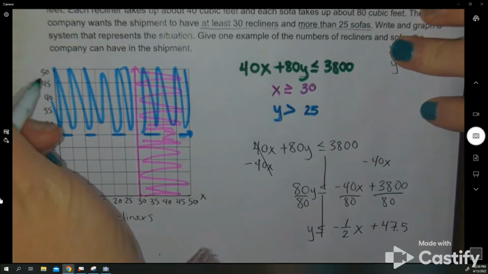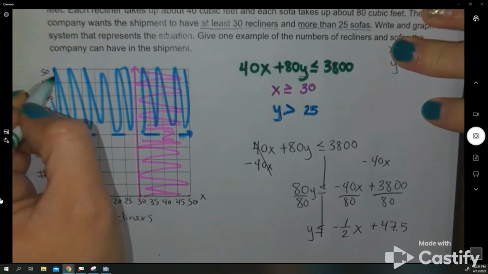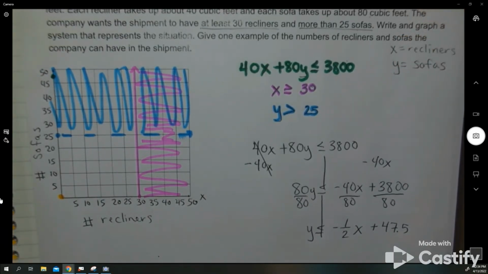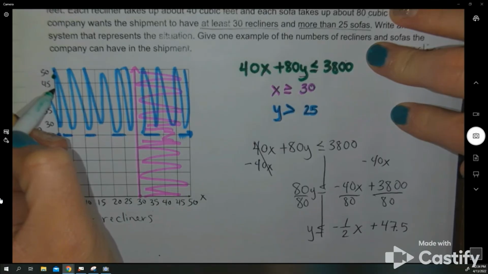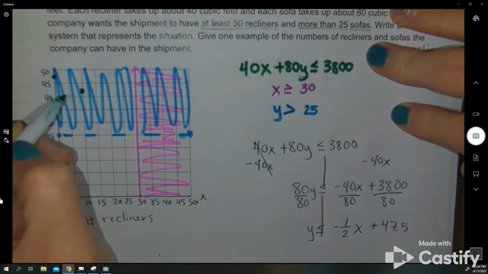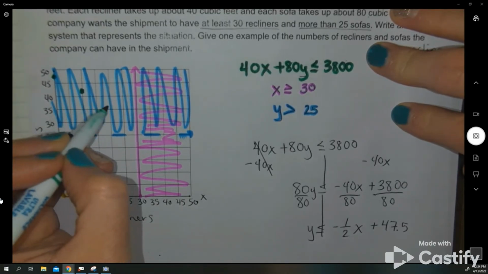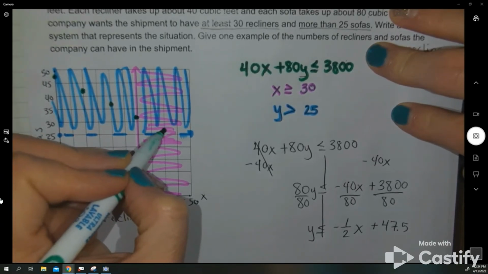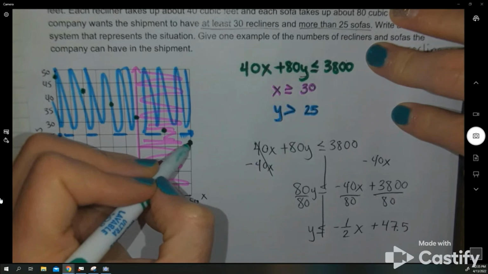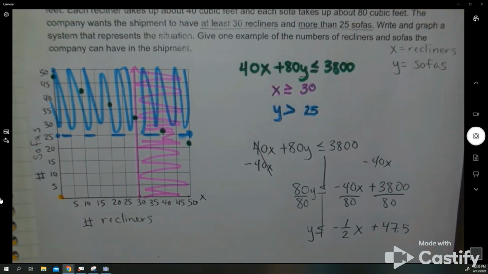And if you notice, since we counted by 5s, halfway between 45 and 50 is 47.5. And then we're going down 1 and over 2. Or since we counted by 5s, we're going down 5 and over 10. So 5, 10, put a dot. So down 5 over 10. Down 5 over 10. And it is or equal to, so we know it's going to be a solid line.